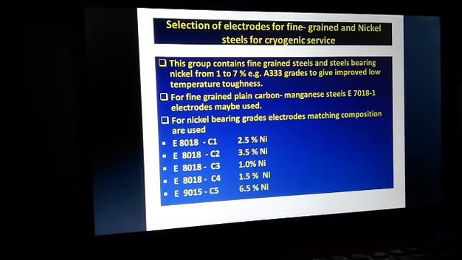E8018-C1, 2.5% nickel. E8018-C2, 3.5% nickel. E8018-C3, 1% nickel. E8018-C4, 1.5% nickel. E9015-C5, 6.5% nickel.